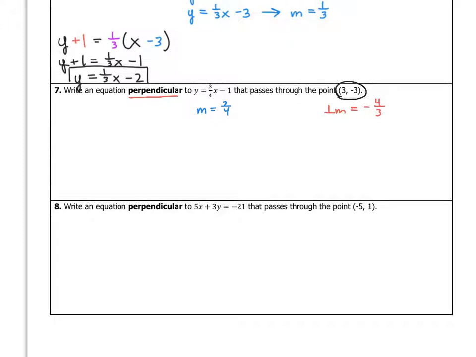So our equation will be y plus 3 equals -4/3 times the quantity x minus 3. So that's y plus 3 equals -4/3 x plus 4, and y equals -4/3 x plus 1.